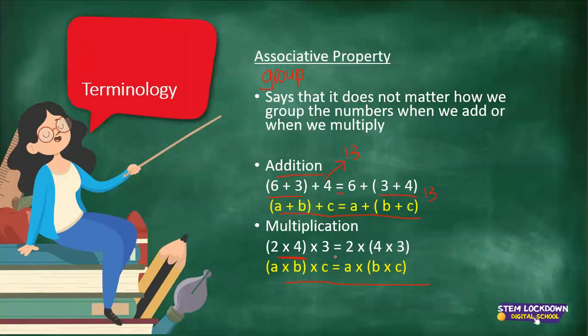Likewise on this side, I can say 2 times 4, which is 8. 8 times 3 is 24. Same as, okay, obviously start with bracket. 4 times 3 is 12. 12 times 2 is 24, right? So those, okay, that is simple, right? Okay, let's carry on.